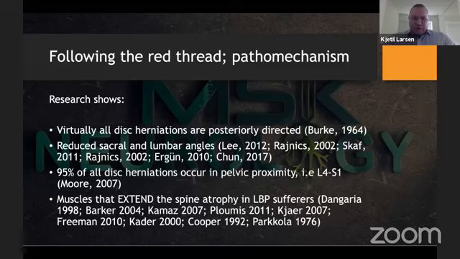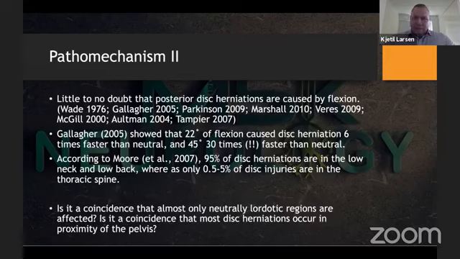Moreover, research has shown that the muscles that extend the spine, rather than flex, tend to atrophy in low back sufferers. We can see this even in young patients, even teenagers. You can see multifidus and extensor atrophy if the problem is advanced. Now, research has shown very clearly that to get the disc to herniate posteriorly, we need spinal flexion. So this has been very well proven.